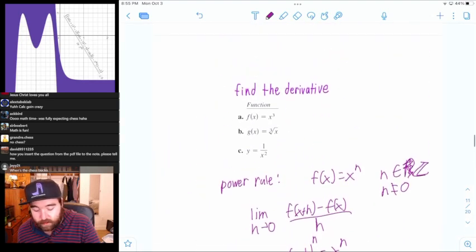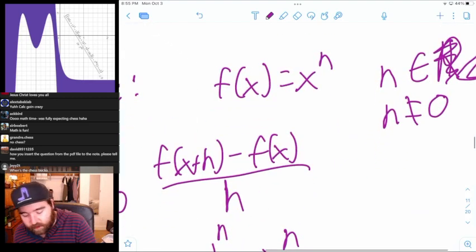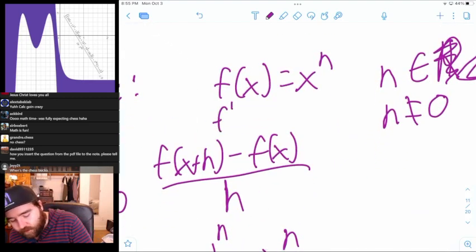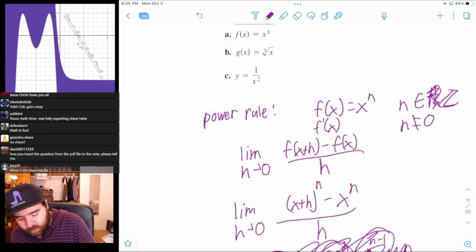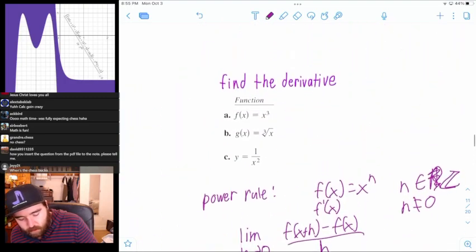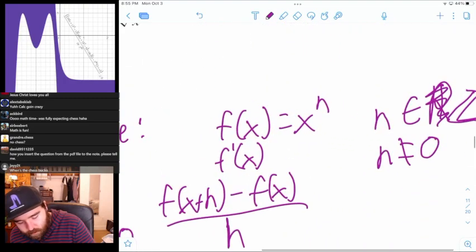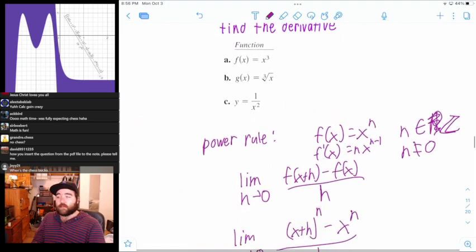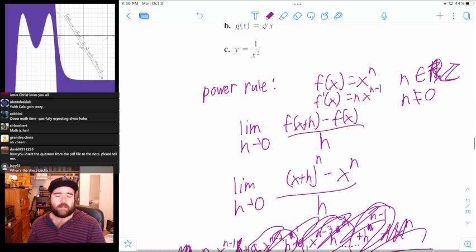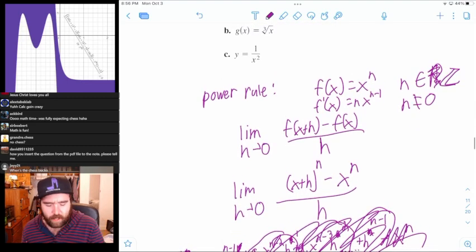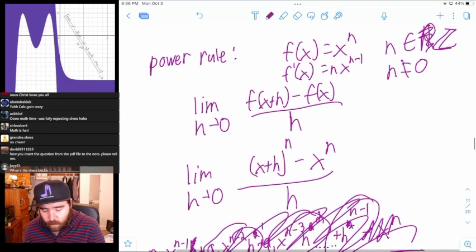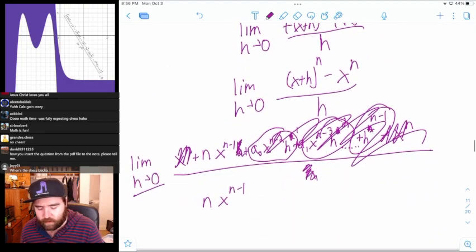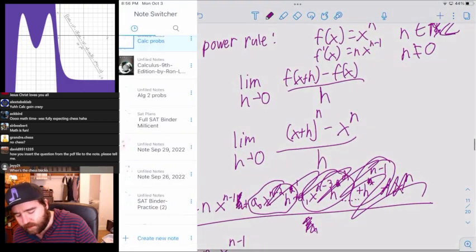And so that shows us that if that is our function, the derivative is what we just had down there, n times x to the n minus 1. And that is the power rule. I suppose we just showed it when n is an integer, but it should work for everything as well. So that's a nice little proof.